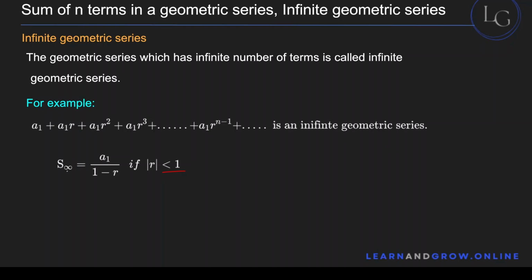So the sum of the infinite geometric series, obviously with the absolute value of r less than 1, you can find by this: the first term a1 divided by 1 minus r, r being the common ratio.